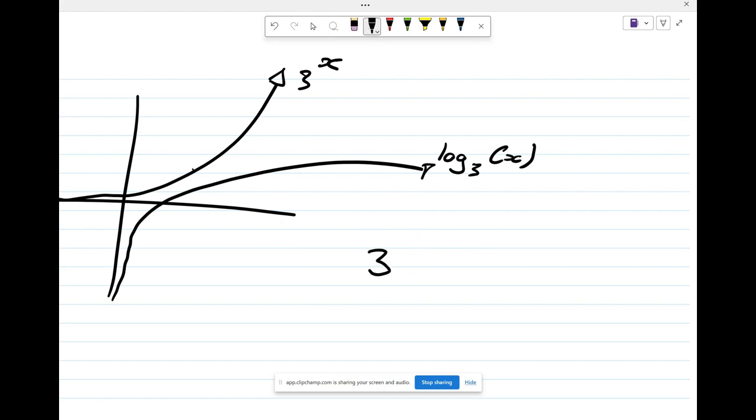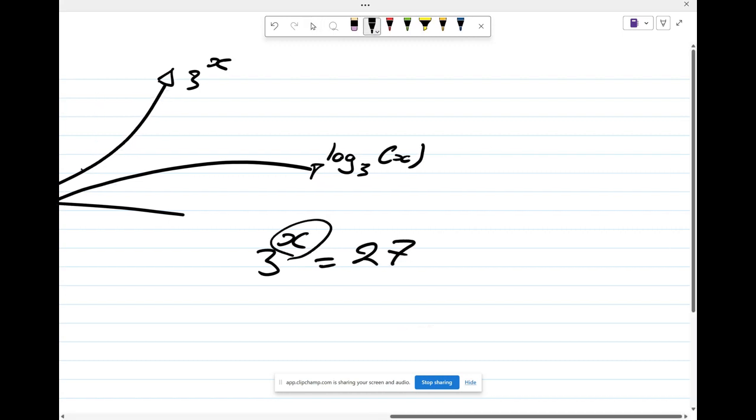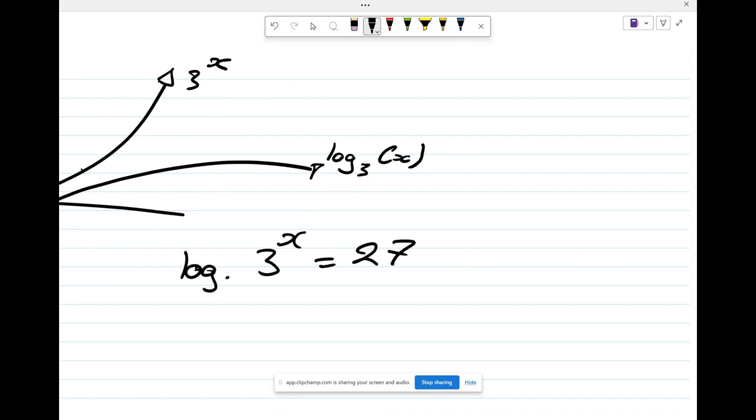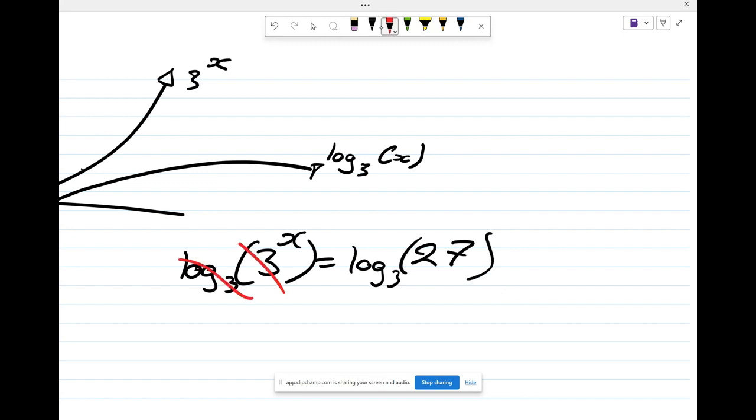So let's say we have 3 to the power of x is equal to 27. Okay, how are we going to get the x down from this power? Well, we know that the opposite of raising something to a power is a log. So let's do that. Log to the base 3 of 3 to the power of x, and to keep both sides equal, we're going to have to take log to the base 3 of this side as well. So this big 3 will cancel with that, and we're just left with x is equal to log to the base 3 of 27, which is just a number in your calculator, and it should be equal to 3.